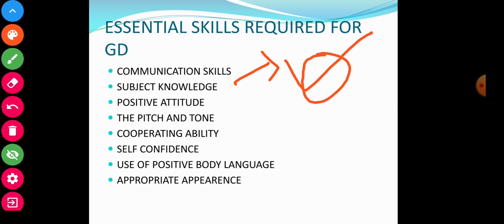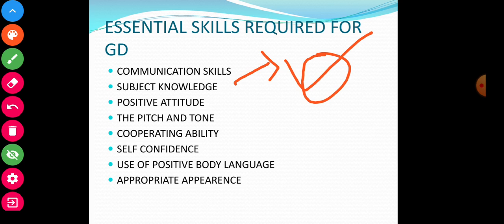Okay, after that the self-confidence comes. As I said earlier, motivation leads to self-confidence, and self-confidence rests on the basis of knowledge. So you must have the knowledge for self-confidence. Then, use of positive body language.